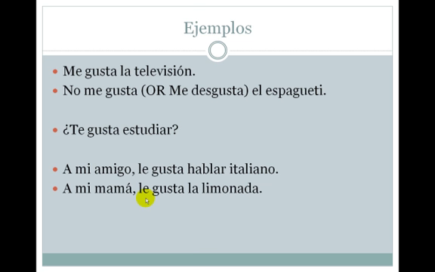So keep practicing with this. Use gusta. So first the pronoun, either me to me, te to you, or le to him or to her. Then the verb gusta is pleasing, and then the thing or the action that is pleasing to that person.